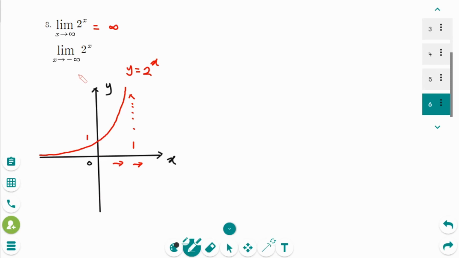And how about this one? When x approaches minus infinity, like this, decreasing and decreasing. So the graph goes to 0. So this one answer is 0, like this.